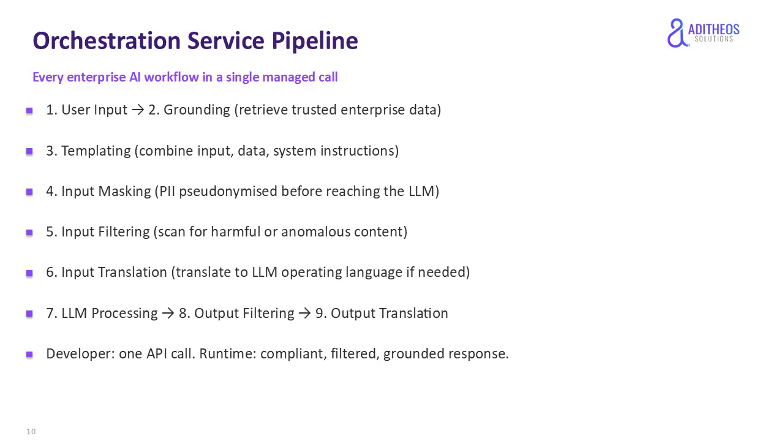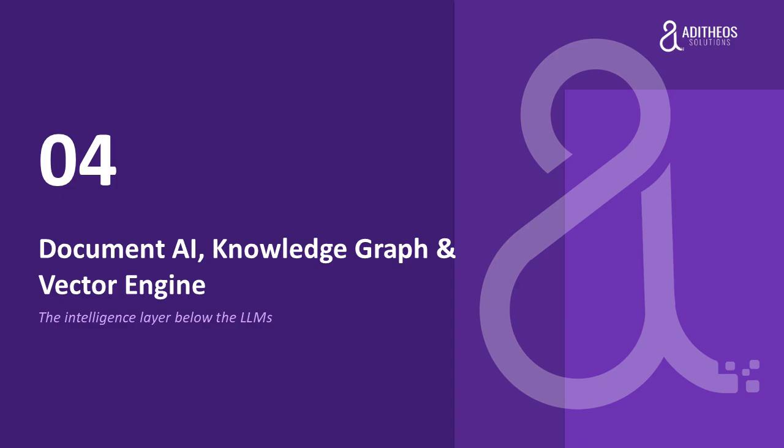From a developer perspective, the entire pipeline executes with a single API call. Once deployed, the workflow runs consistently across environments without requiring application code changes when models or policies evolve. That's the abstraction that makes enterprise AI development tractable at scale. Now let's look at the intelligence layer below the LLMs.